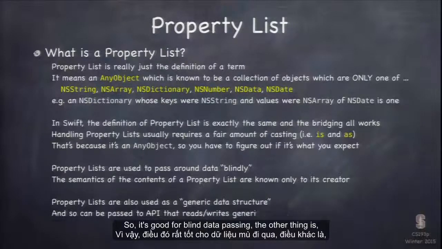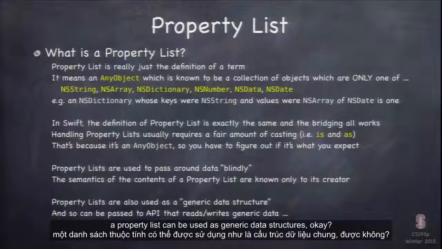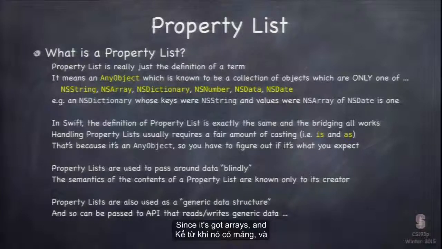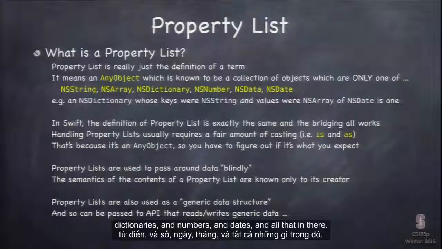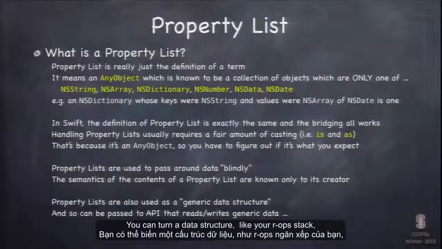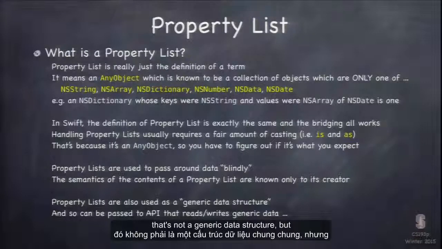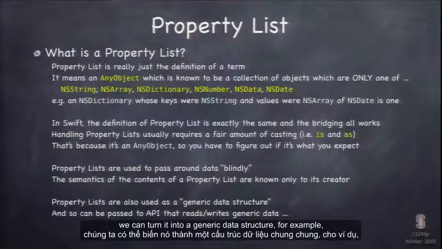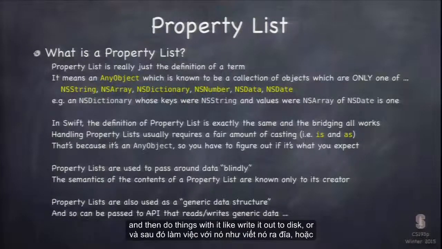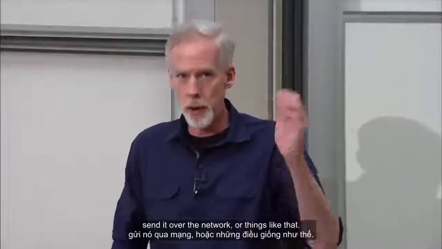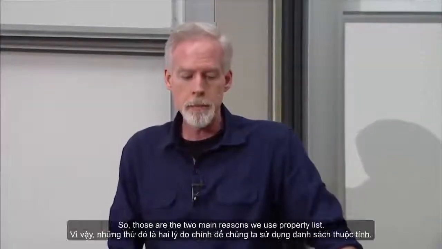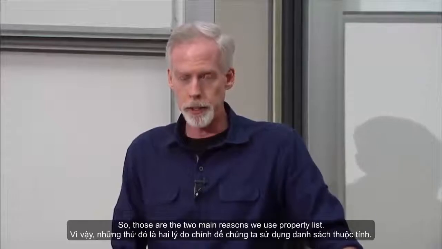The other thing is, a property list can be used as generic data structures. Since it's got arrays and dictionaries and numbers and dates and all that in there, you can turn a data structure like our opStack in the calculator brain into one. It has Op enums in there. That's not a generic data structure, but we could turn it into a generic data structure, for example, and then do things with it like write it out to disk or send it over the network or things like that. So those are the 2 main reasons we use property list.